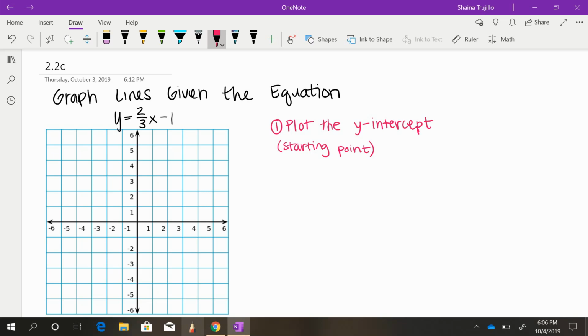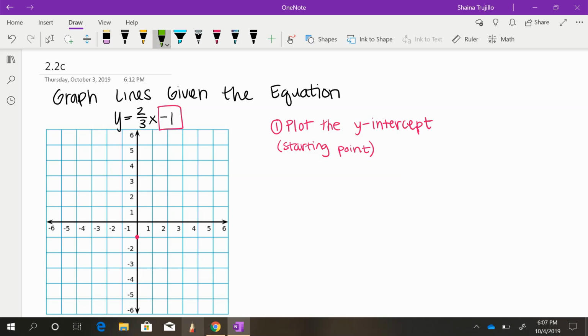So, over here on my equation, I know that the y-intercept is the one that is just a number. Okay, so I have a -1 right here. This is my y-intercept. So I know I'm going to start at -1 on the y-axis. So I'm going to start right here. I'm just going to put a little point right there.